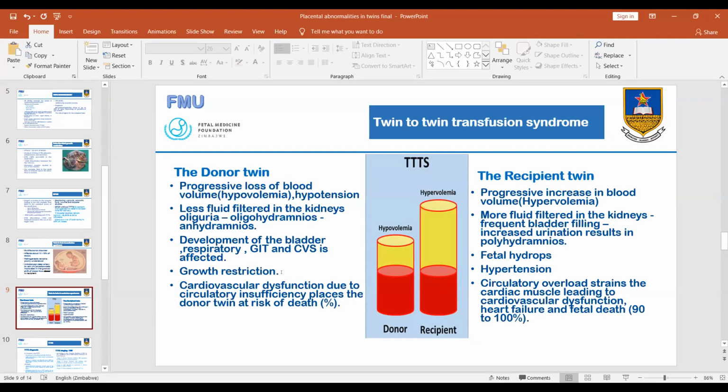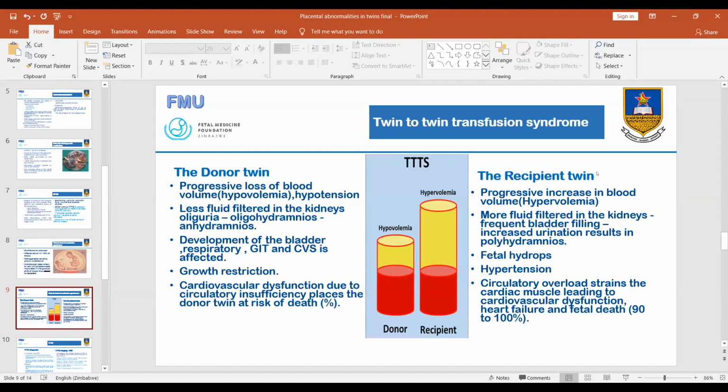And this baby will be growth restricted with a discordance in the estimated fetal weight that can get even up to more than 25%. Because of the circulatory insufficiency, we end up having cardiovascular dysfunction, and this places the donor twin at an increased risk of dying in utero.